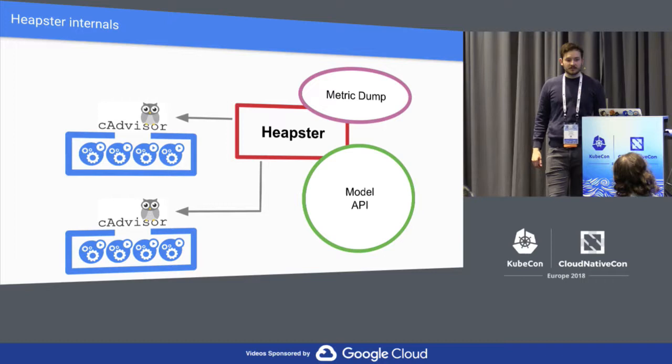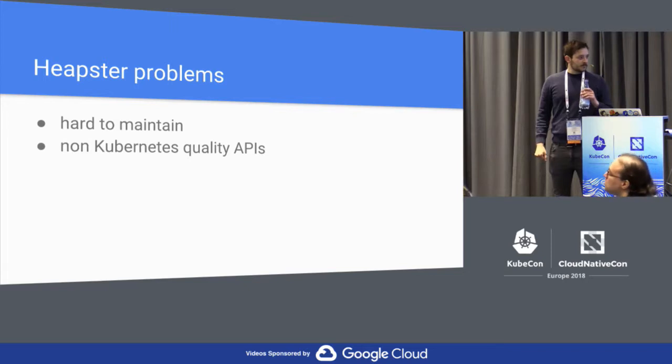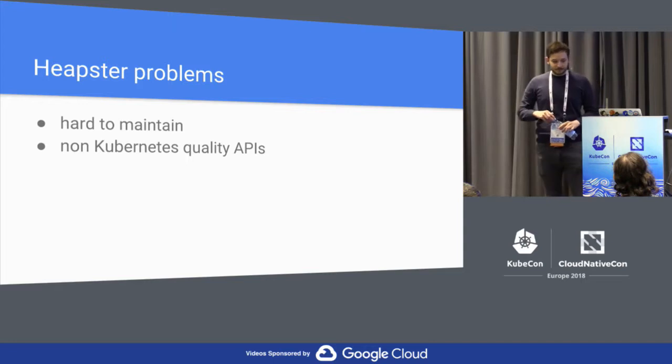Hipster also has a few APIs that are non-versioned, that are not Kubernetes quality, just some APIs someone implemented in Hipster. Hipster just grew organically. So there are some problems with Hipster. One is that it's hard to maintain. Another is that those APIs are not Kubernetes quality APIs. They don't have a good specification and so on.